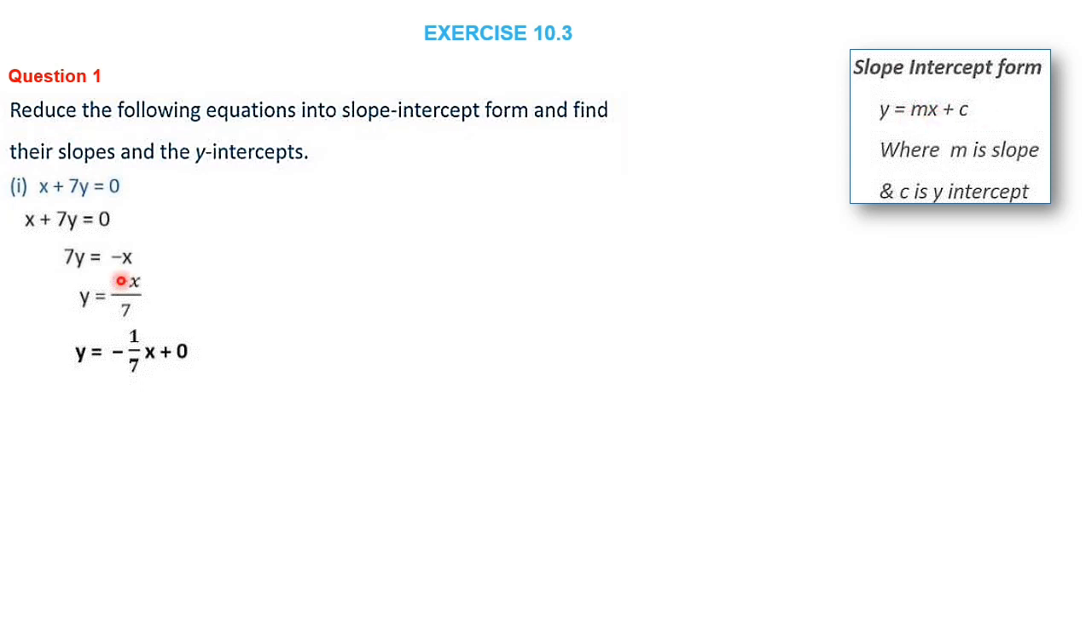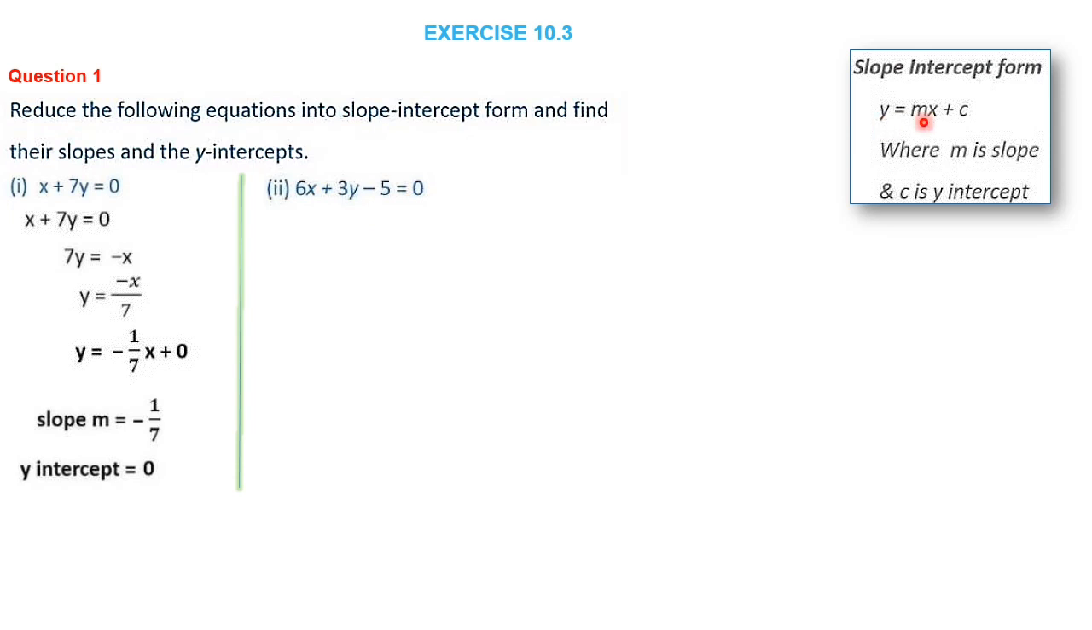See here minus 1 by 7 is a constant, the coefficient of x. Just we can write minus 1 by 7 into x plus, there is no number after that, you can just put a 0 there. So when we compare it with mx plus c, here m is the slope and c is the y-intercept. So instead of m, minus 1 by 7 is there, so slope is minus 1 by 7. And you see the y-intercept, it is 0. So y-intercept is 0.